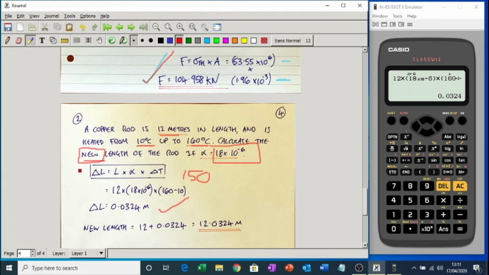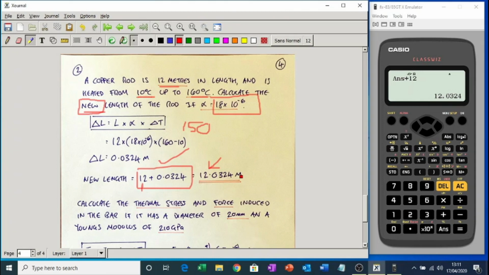Right, that's the change. We need to find the new. It starts off at 12. It's going to go up by this much, so we just add 12 to this. So 12.0324 meters. So if that was a copper rod going from 10 to 160, that's the expansion there, how much it would go up. So not much. It's only doing that per change in temperature. So that's the change in length of that one.